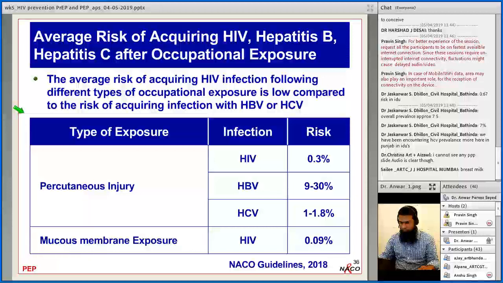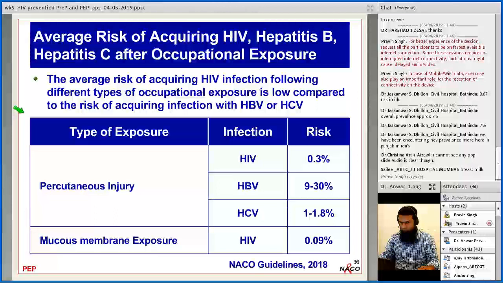So the average risk of acquiring HIV, Hep B, Hep C, if you compare: the risk of acquiring HIV because of percutaneous injury is 0.3%, HBV is 30%, HCV is 1 to 1.8%. But just to remember, easily you can say 0.3, 3 and 30. 0.3 is HIV, 3 is HCV, and 30% is HBV. That means HBV is much more infectious.